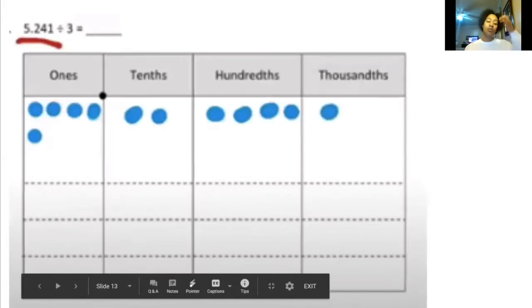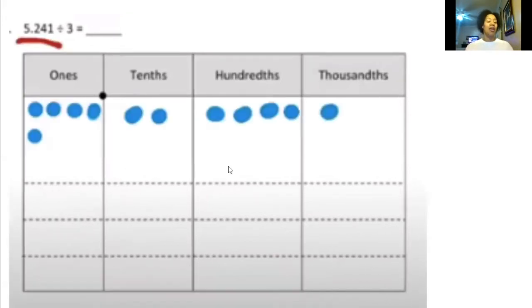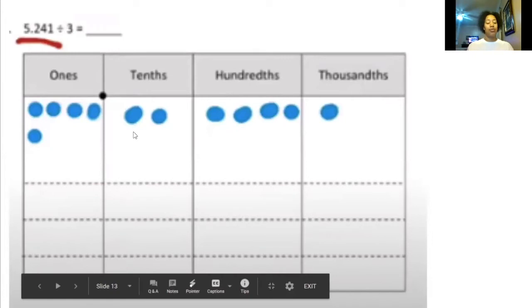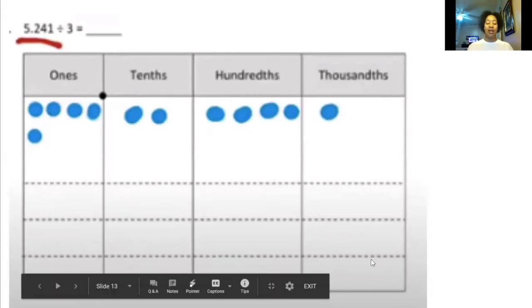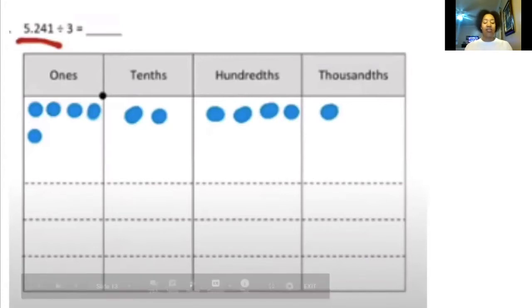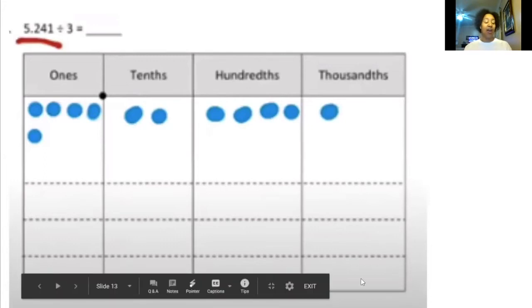Here it is. This is what it looks like. So we have 5 ones, 2 tenths, 4 hundredths, 1 thousandth. All right. If you notice here, you have 3 dotted lines or 3 sections or 3 divided parts. Well, we're dividing by 3. So we have to make sure that we are sharing in 3 divided parts.